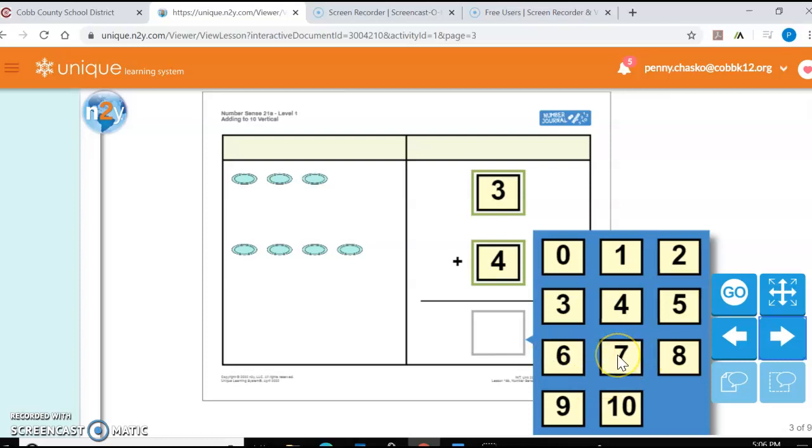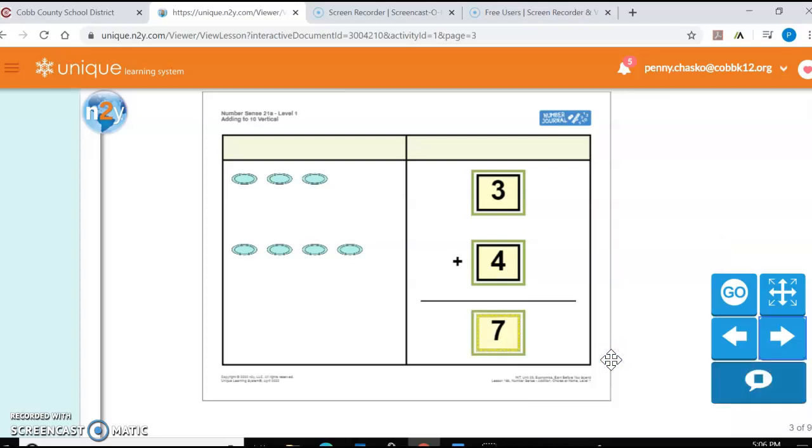So I'm going to look for the number 7. 0, 1, 2, 3, 4, 5, 6, 7. That's right, 3 plus 4 equals 7. Some and some more equals 7.